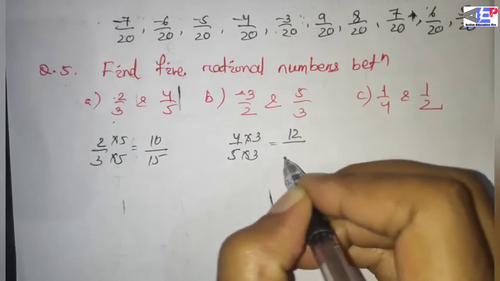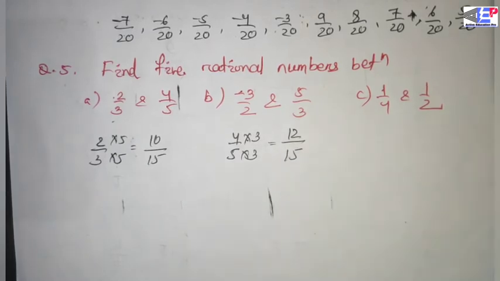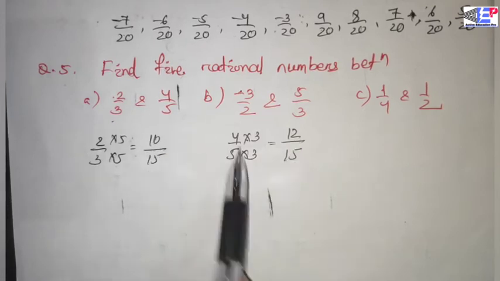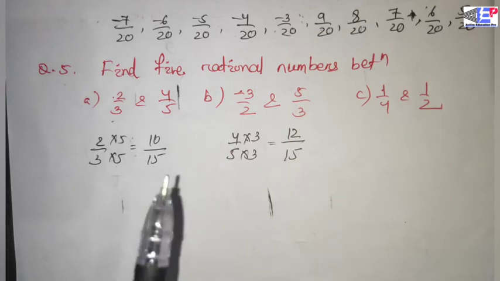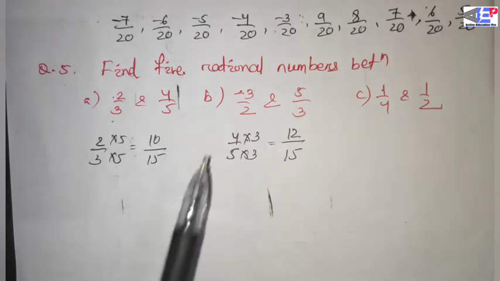It will become 12 by 15. In this case, 10 by 15 and 12 by 15. There is one rational number between these numbers. It is 11 by 15. But you need to find 5 rational numbers.